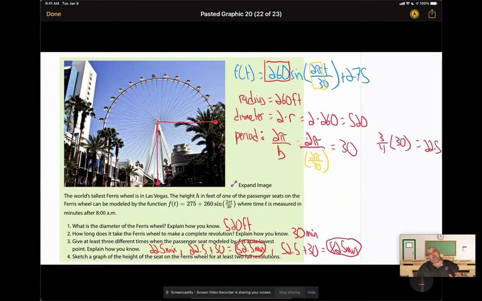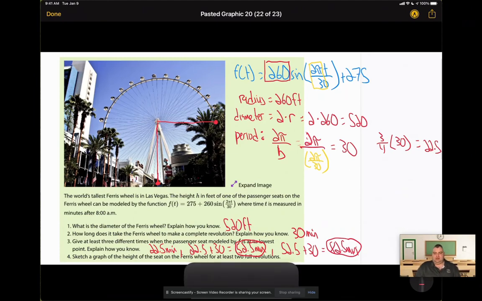So I figured out the first one by taking 3/4 of 30. And then I know that 30 minutes later, I'm going to be back there because the whole cycle takes 30 minutes. Sketch a graph of the height of the seat on the Ferris wheel for at least 2 revolutions. So what I'm going to do is I'm actually just going to graph this on Desmos.